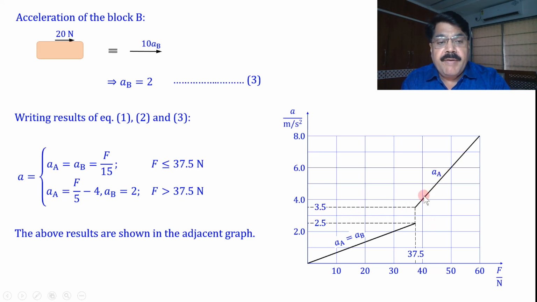What is the minimum value of acceleration of block A after sliding starts? Because now the friction is kinetic, there will be a discontinuity here. So when F is 37.5, what will it be? You will get 3.5. And the acceleration of B is what? 2. So when the kinetic and static friction coefficients are unequal, you will find this discontinuity here. But if they were equal, you would not find a discontinuity. This graph will be here and this graph will start from here. We will see that in some later problem. So in this way, we have shown the graph for all values of F.